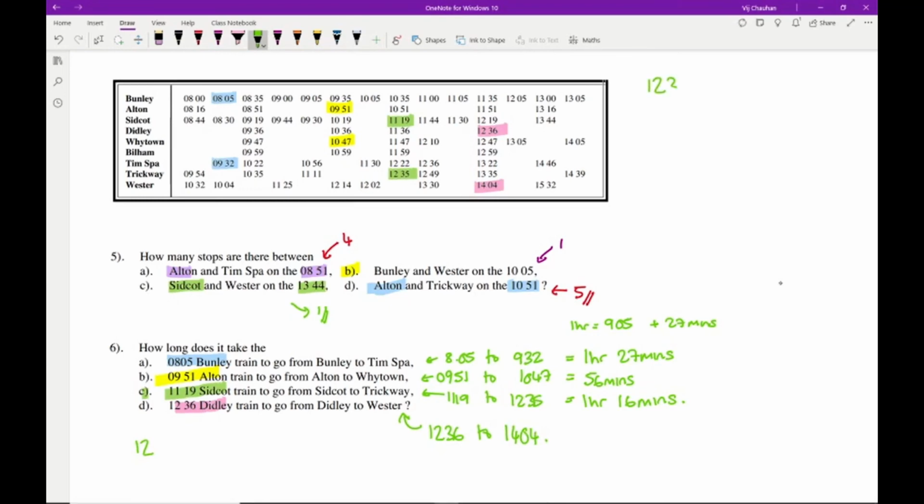So we've got 12:36. So 1 hour takes us to 13:36, and then obviously it's going to be definitely more than 1 hour. So I've got 1 hour there, and then what I then need to do is work out the difference to get to 14:04. So 4 minutes takes me to 13:40. 20 minutes takes me to 2 o'clock. Then I need to add 4 minutes to get to 14:04. So what I then need to do is just add up these 4 times together, so I get 1 hour and 28 minutes.